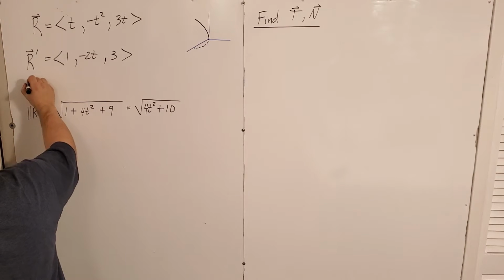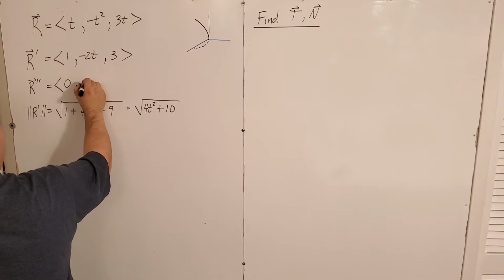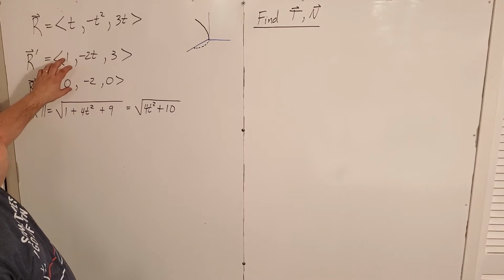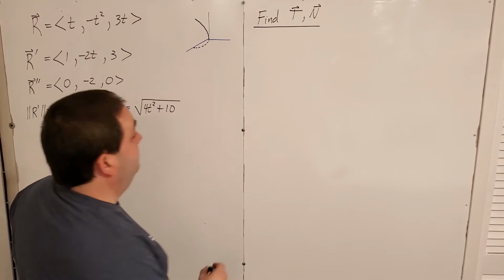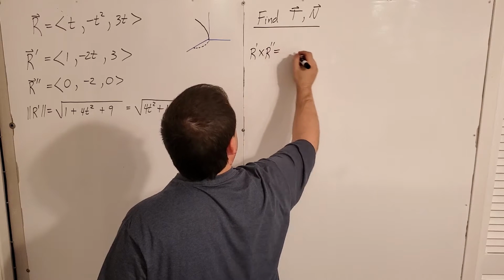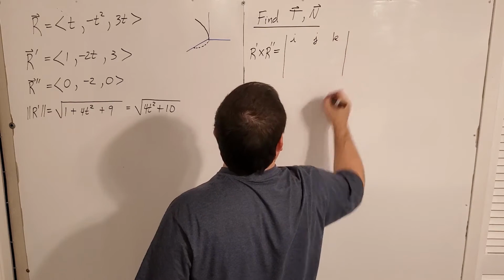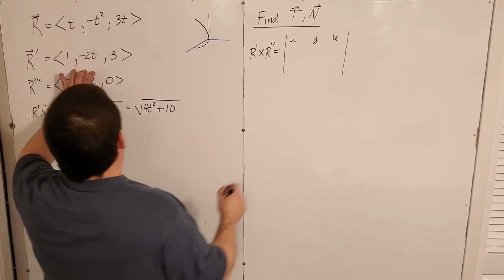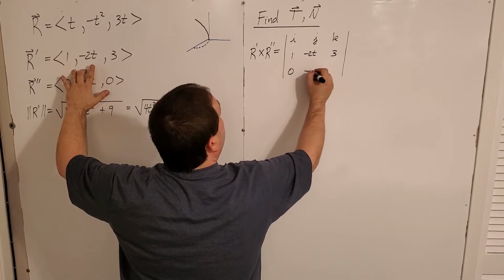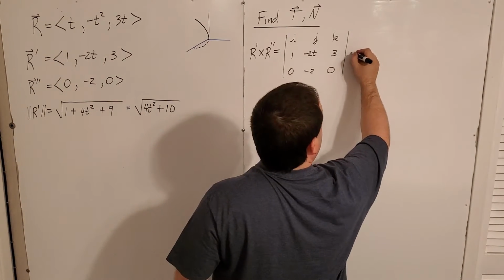So I'll need r double prime, which is 0, negative 2, 0. Okay? I'm going to use these two now to find N the alternate way. r prime cross r double prime, with i, j, and k, right? I have 1, negative 2t, and 3, and 0, negative 2, 0. So let's find that vector.